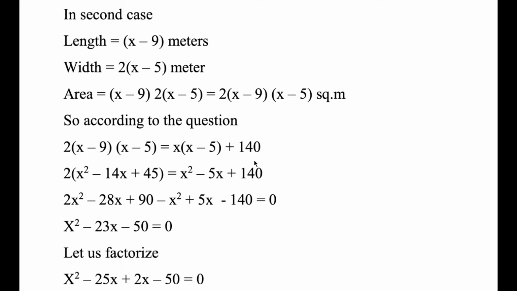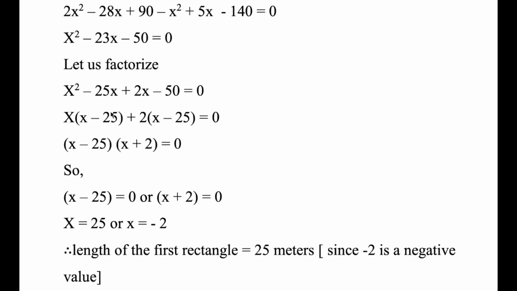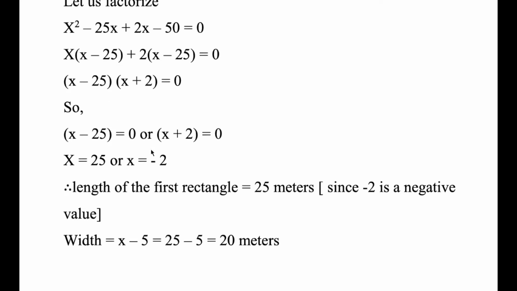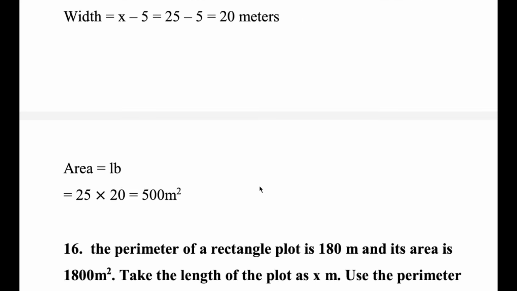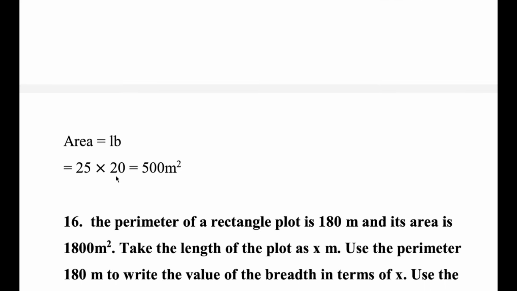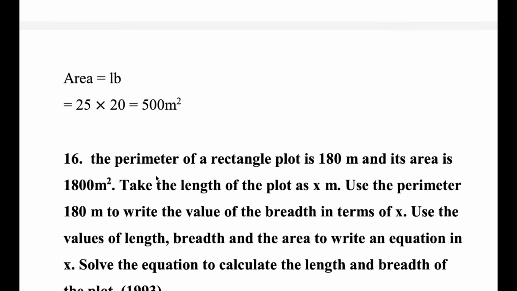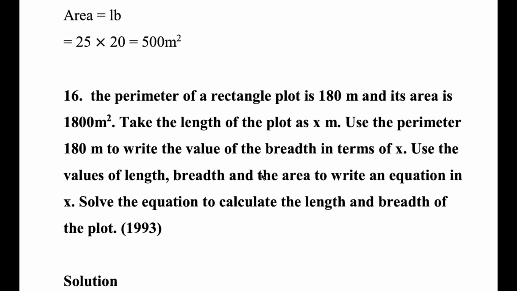After that, a little bit of simplification. After that, mid-term factorization. After that, the values of x will be either 25 or minus 2. The length of the first rectangle will be 25. As minus 2 is a negative figure, we can't take it. So width will be x minus 5, that is 25 minus 5, that is 20 meters. So area 25 into 20, that is 500 meter square.